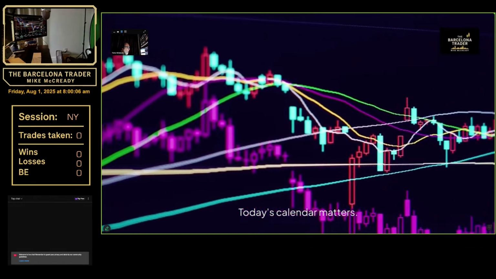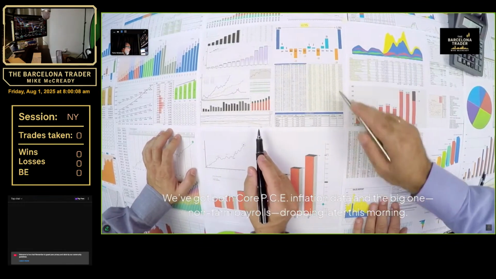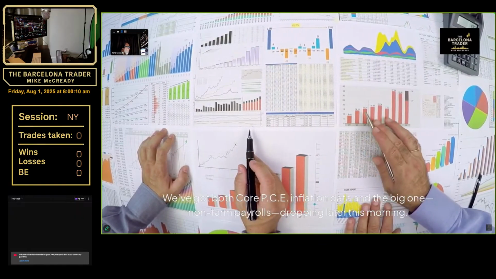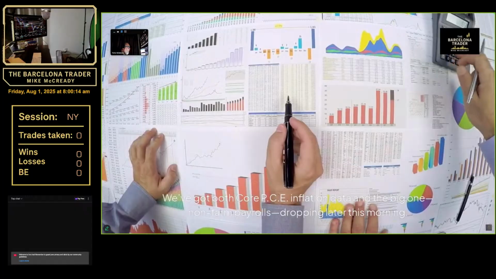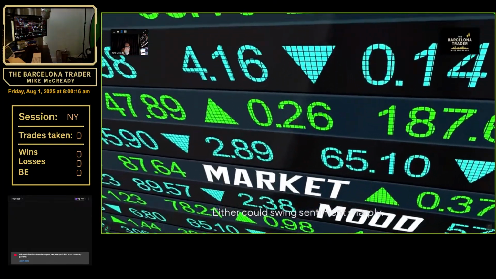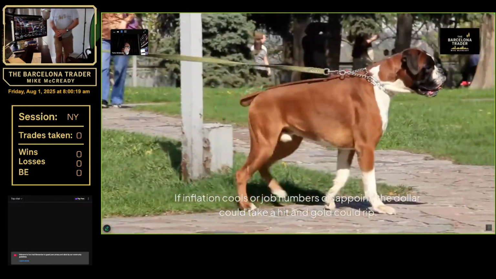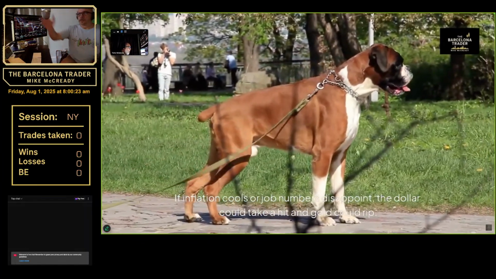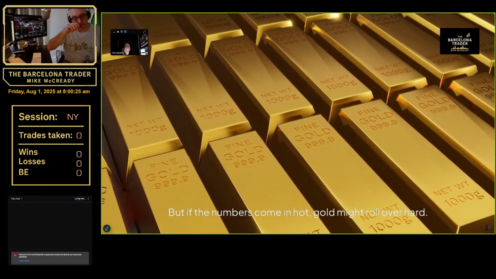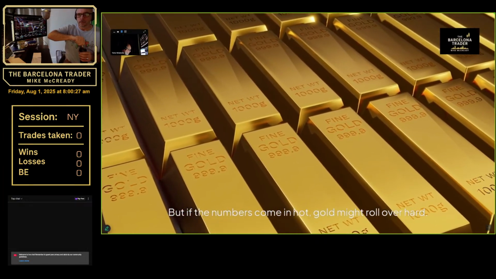Today's calendar matters. We've got both core PCE inflation data and the big one, non-farm payrolls, dropping later this morning. Either could swing sentiment sharply. If inflation cools or job numbers disappoint, the dollar could take a hit and gold could rip. But if the numbers come in hot, gold might roll over hard.